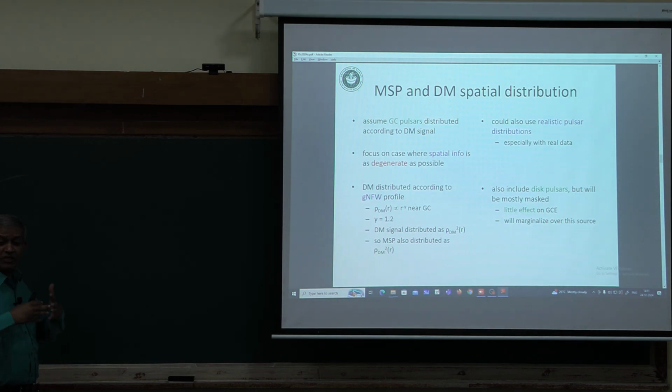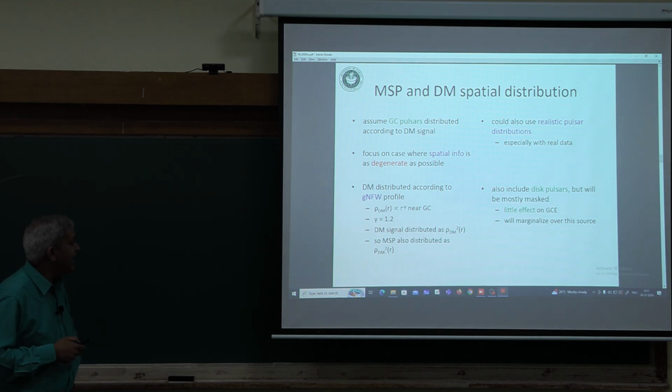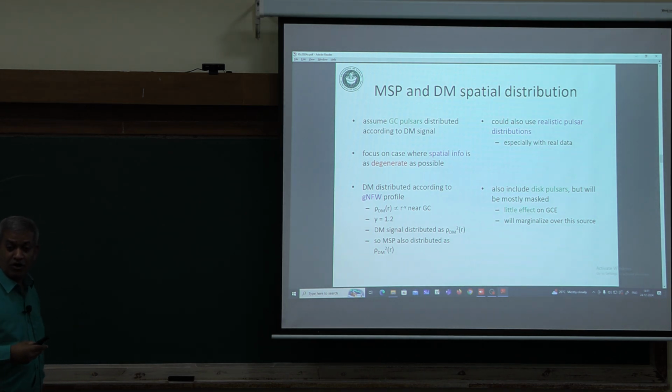Now, you also need the spatial distribution for millisecond pulsars. And for that, we're going to actually need the dark matter distribution as well. Because what I'm going to assume is that millisecond pulsars are distributed according to the dark matter signal, so they have the same spatial distribution. The reason why I want to do that is because I want to focus on the case where the spatial information is as degenerate as possible.